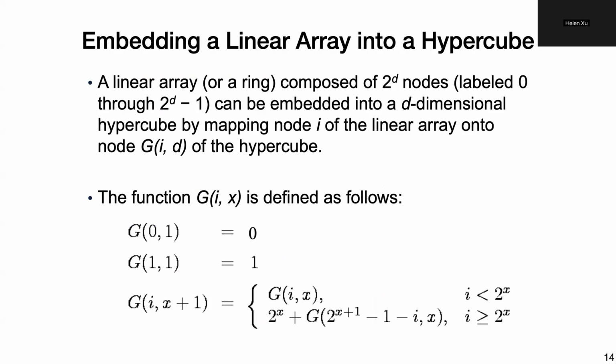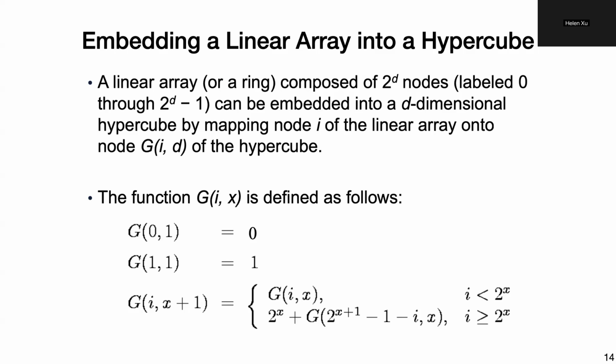And this function g(i, d), i is the index, d is the dimension, or the length of the bit string. The base case is 1 bit. The index at 0 is 0, the index at 1 is 1.